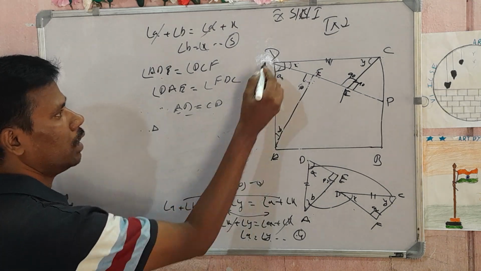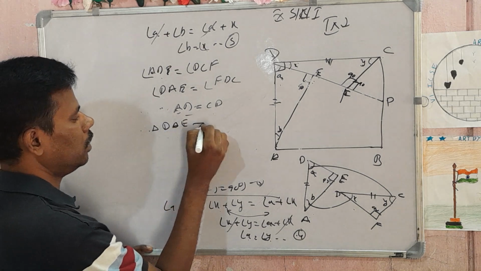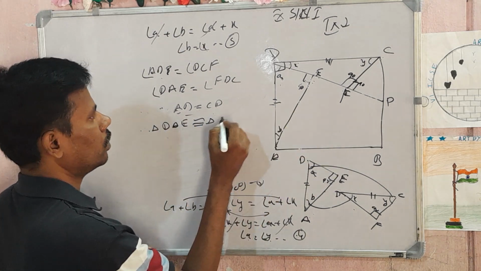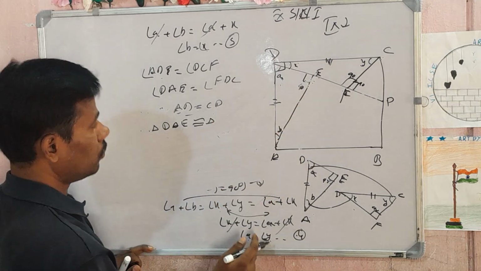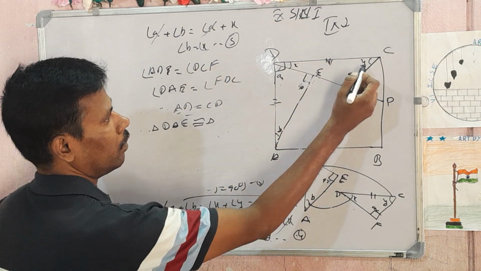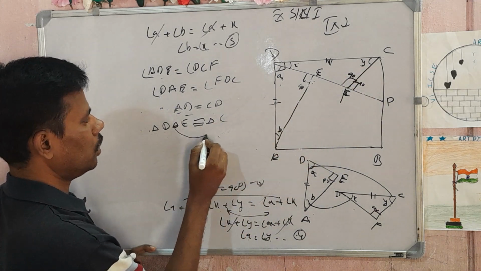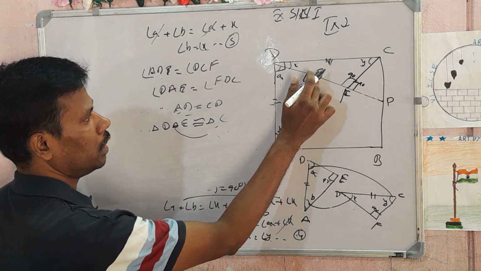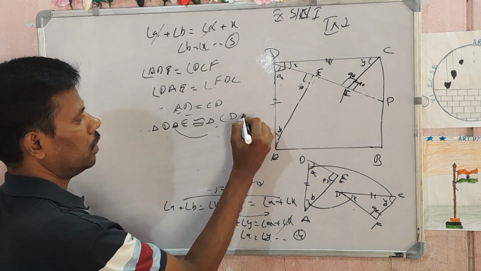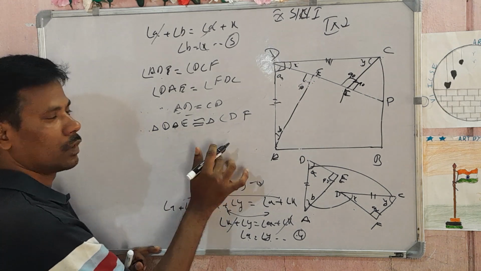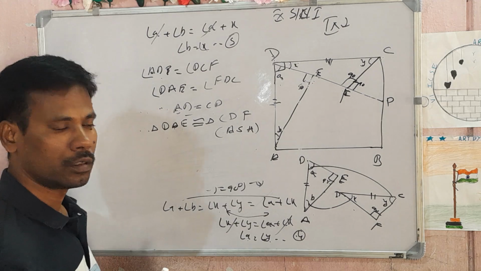Therefore, triangle DAE is congruent to which triangle? Letter D. This A should coincide with Y, that means C. Letter A should coincide with DAE. B should coincide with X. That means CDF. Angle, side, angle.